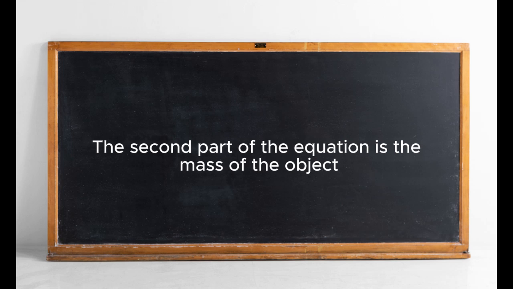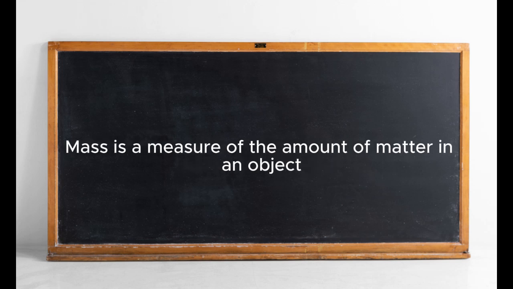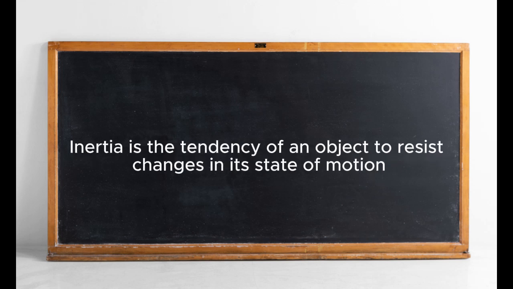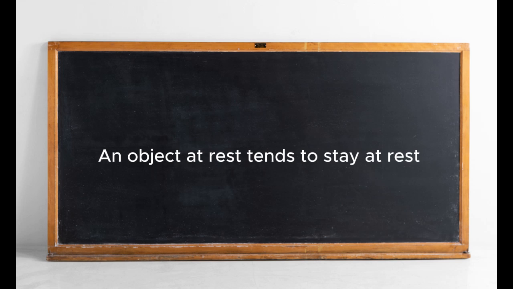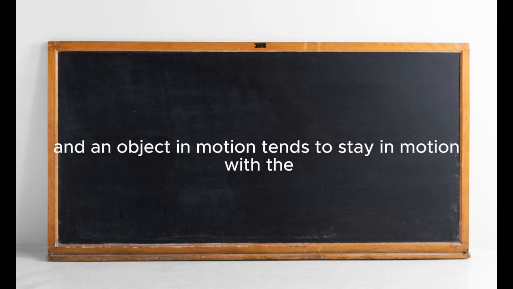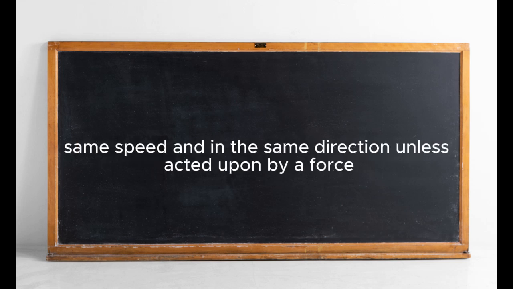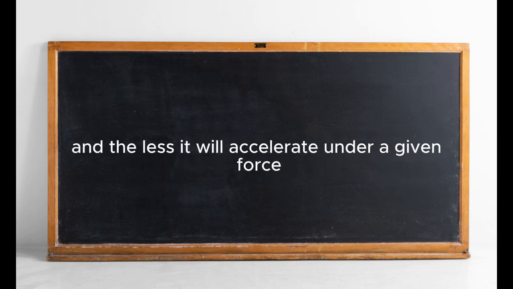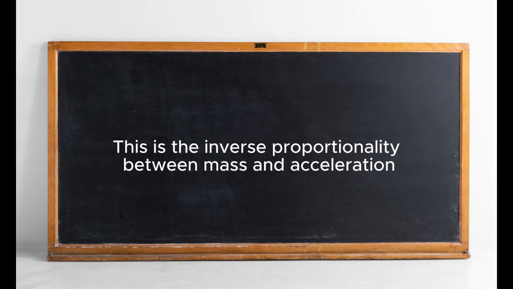The second part of the equation is the mass of the object. Mass is a measure of the amount of matter in an object and is also a measure of the object's inertia. Inertia is the tendency of an object to resist changes in its state of motion. An object at rest tends to stay at rest, and an object in motion tends to stay in motion with the same speed and in the same direction unless acted upon by a force. The more massive an object is, the greater its inertia, and the less it will accelerate under a given force. This is the inverse proportionality between mass and acceleration.